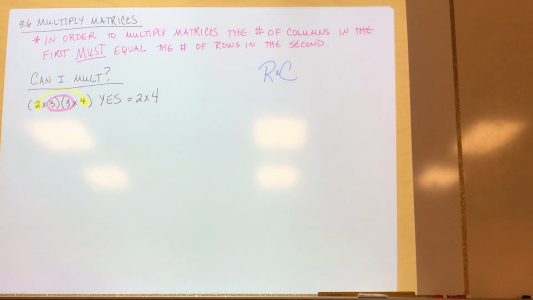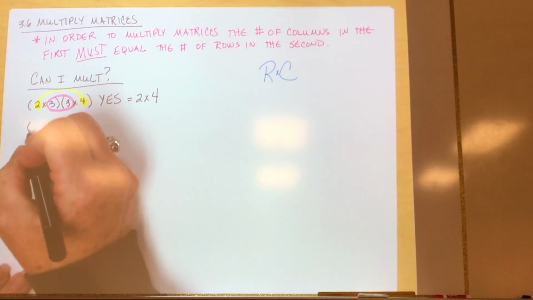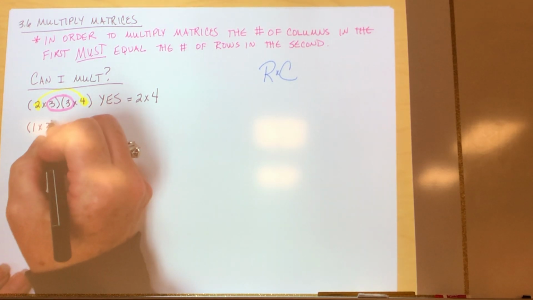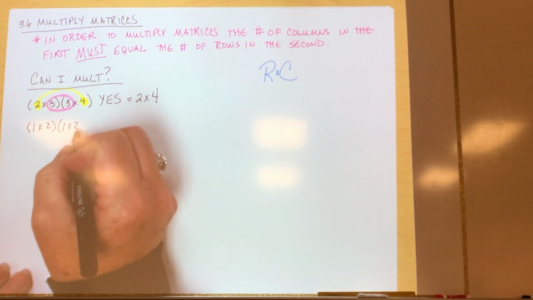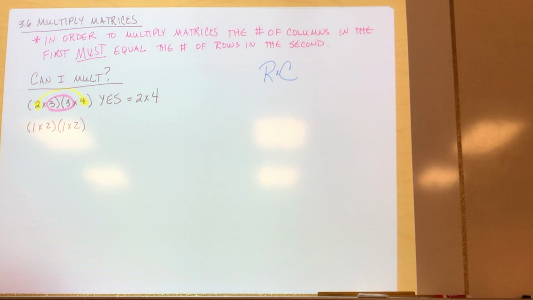All right, you ready for your next one? Here you go. 1 by 2. Can I multiply a 1 by 2 by a 1 by 2? Don't tell me the answer out loud. Just write your answer down. If the answer is yes, then you tell me what size you get when you multiply them. If the answer is no, then you tell me the reason that you can't multiply them.